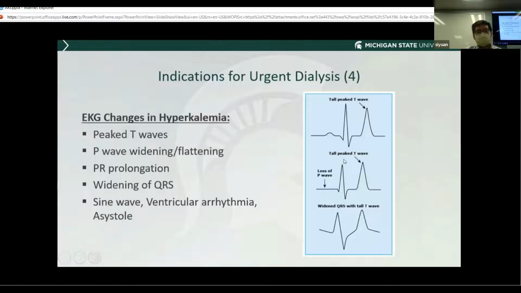So these are the changes in hyperkalemia. I think it's very important that you recognize the EKG changes in hyperkalemia. Whenever you have EKG changes plus elevation in potassium, that's an indication for urgent dialysis. It goes in a fashion of tall, tented, peaked T waves, and the P waves start to widen and flatten and then disappear, followed by PR prolongation, then widening of the QRS, and then this goes into a sine wave, ventricular arrhythmia, and asystole.